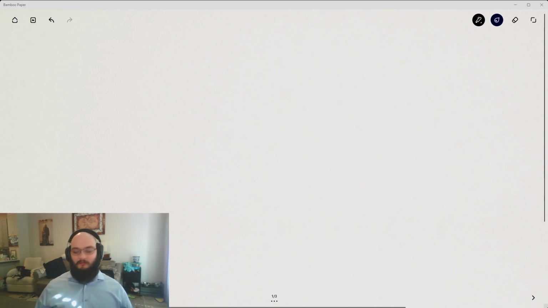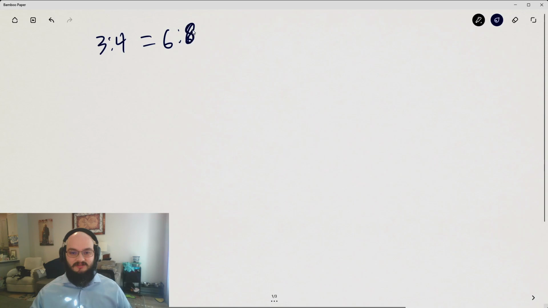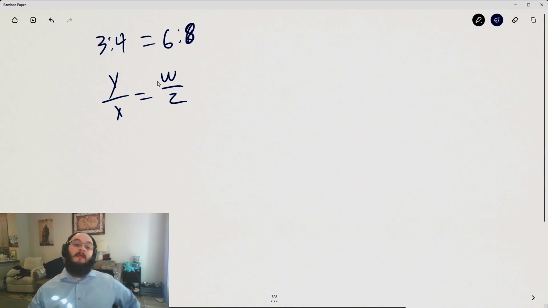Let's take a look at solving proportions. A proportion is when you have two ratios or two fractions that are equal to each other. 2w over z. This is two different forms that you might see a ratio in.